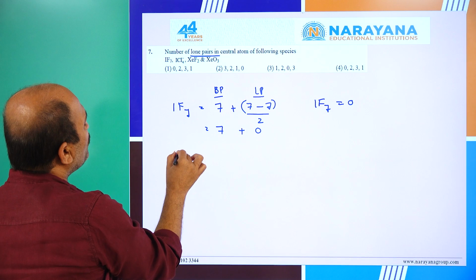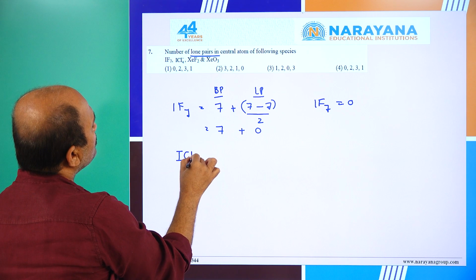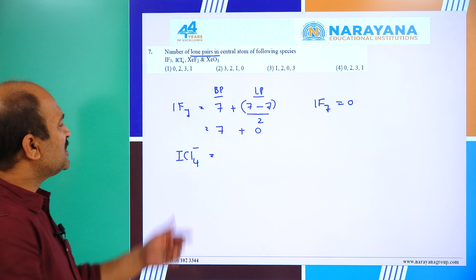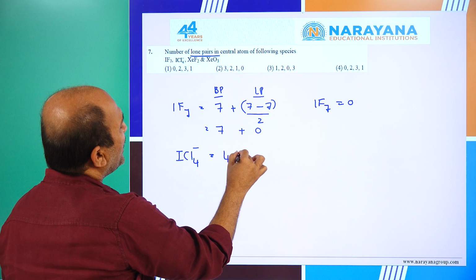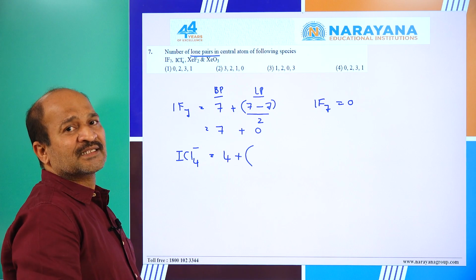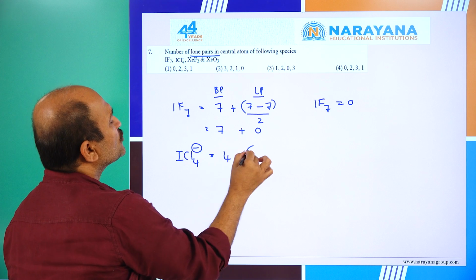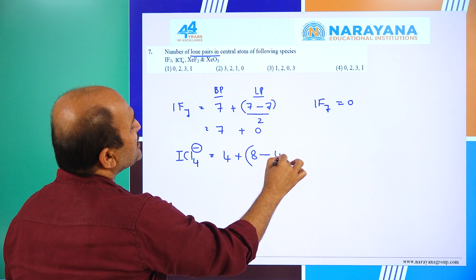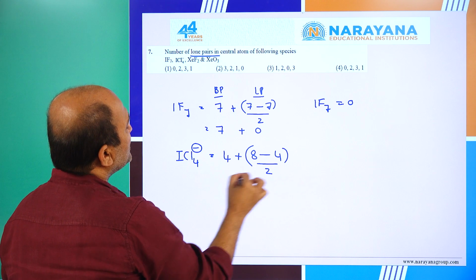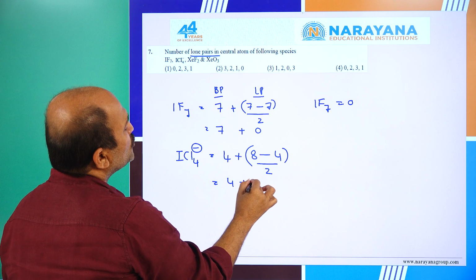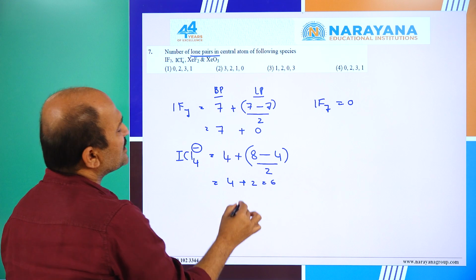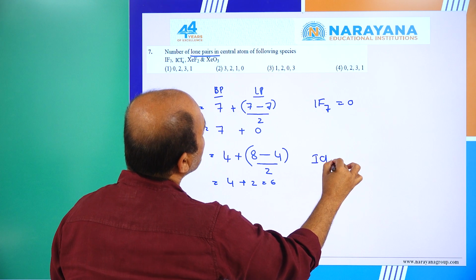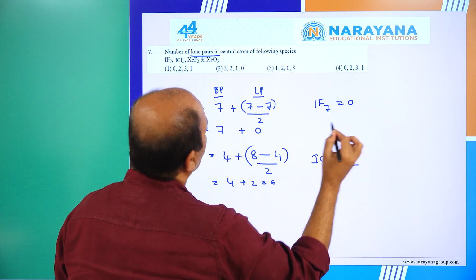And go for ICl4 minus. In ICl4 minus the central atom is iodine. Around the iodine there are 4 chlorine atoms, and iodine valence electrons are 7, but it has a negative charge. So the number of valence electrons is 8, minus the number of bonds 4 by 2, that is 4 plus 2, total 6, but the number of lone pairs in case of ICl4 minus is equal to 2, right?